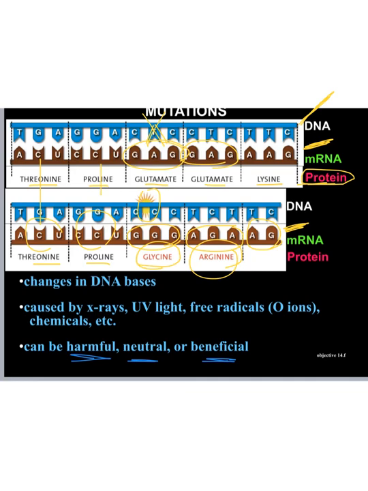So when we talk about mutations, we are talking about changes in the sequence or the ordering of the DNA bases. And a change in DNA would have a direct effect on the protein that is produced. Now, mutations can be caused by X-rays, by UV light, by free radicals, by chemicals, all sorts of things can cause mutations in the DNA. And remember, these mutations can be harmful, they can be neutral, or they can be beneficial.